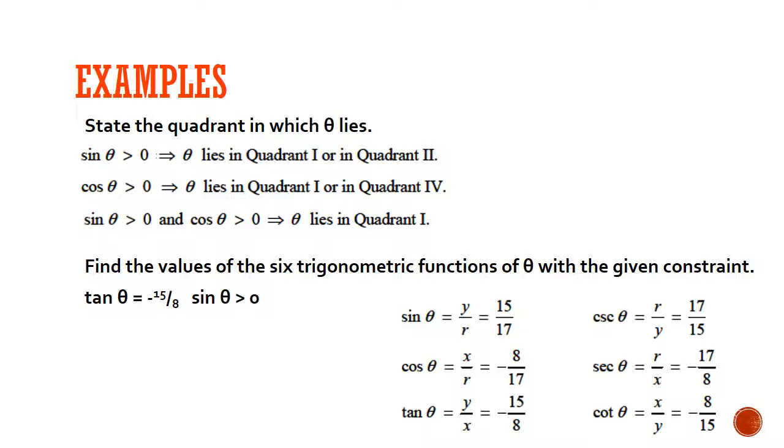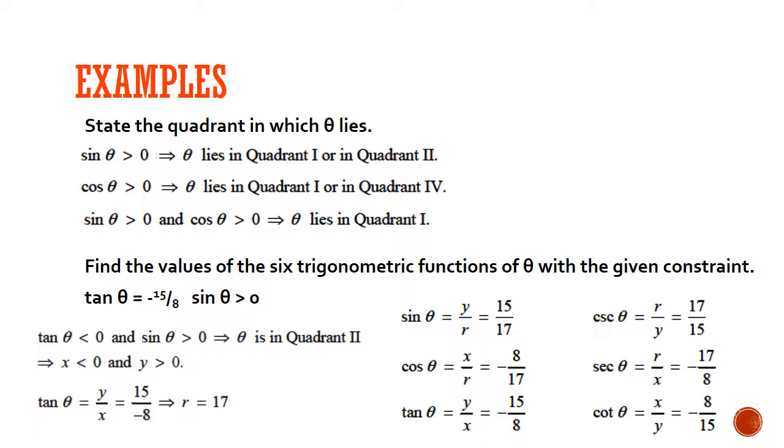Okay, so this angle is going to be in quadrant 2, and we have the y is 15, the x is 8. In this case, the y is actually going to be the positive number, the 8 will be the negative. Find r, and then just write your trig functions. Notice that everything is negative except sine and cosecant.